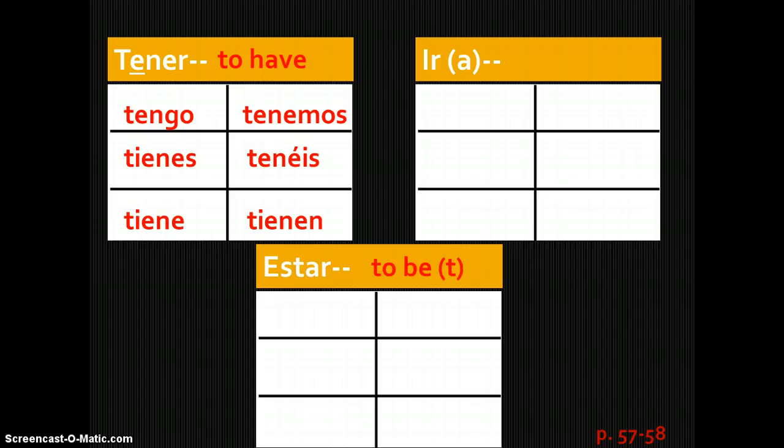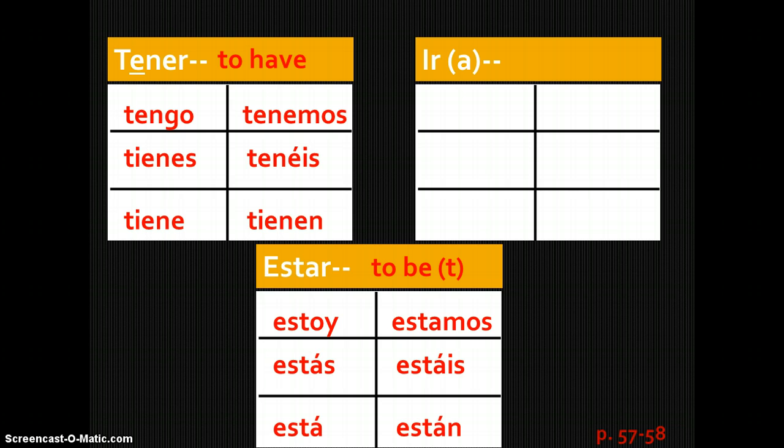Estar means to be, temporary. The yo is estoy, estás with an accent, está with an accent, estamos, estáis with an accent, and están with an accent. Remember, we use this with location, feelings and conditions, and -ing sentences. Ir a means to go. Yo voy.